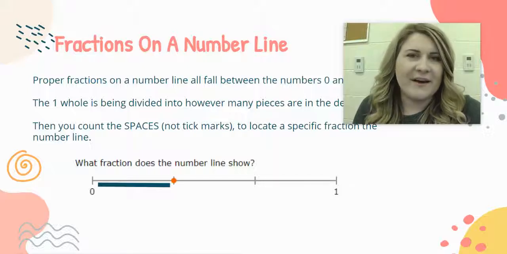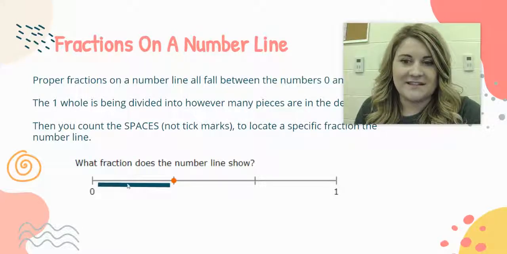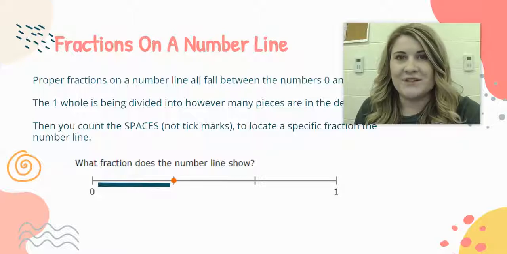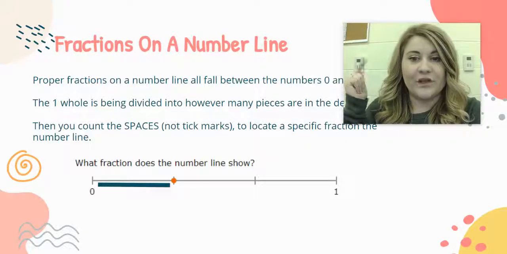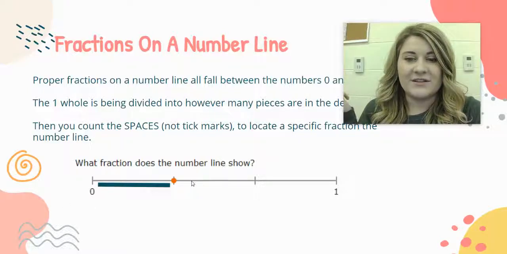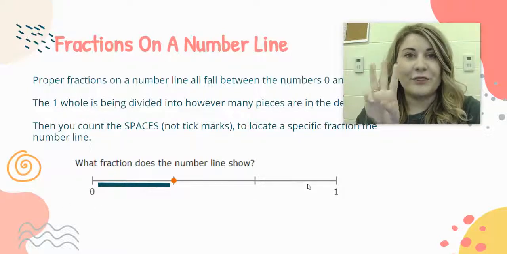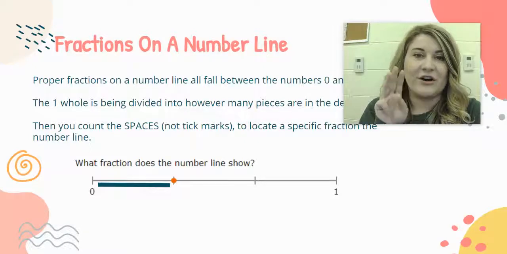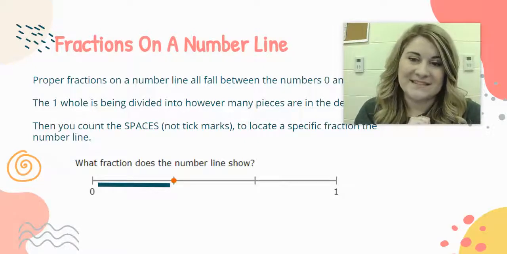So how do we figure out what fraction this number line is showing? Well, it's actually pretty easy. We already know how to count the spaces, so that's what we're going to do. To get the denominator, which is our bottom number, the total, we're going to count the total amount of spaces. 1, 2, 3. So 3 is our denominator because there are 3 total spaces.